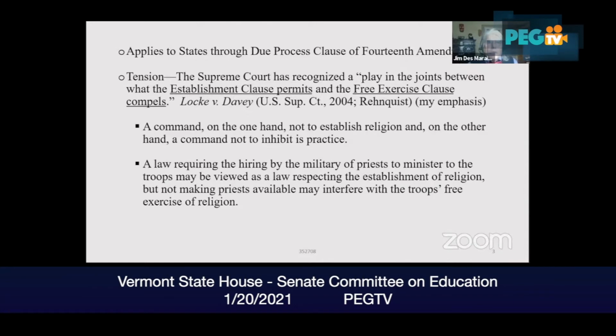And there's a tension between these clauses. The Supreme Court has recognized a play in the joints between what the Establishment Clause permits in terms of support for religious organizations and what the Free Exercise Clause compels. It's a command on the one hand not to establish religion, and on the other hand a command not to inhibit its practice. For example, a law requiring the hiring by the military of priests to minister to the troops may be viewed as a law respecting the establishment of religion because the government is hiring priests. But not making priests available may interfere with the troops' free exercise of religion because they're out in the field and may not have any other means in which to practice their religion. That's an example of the tension between these two clauses.